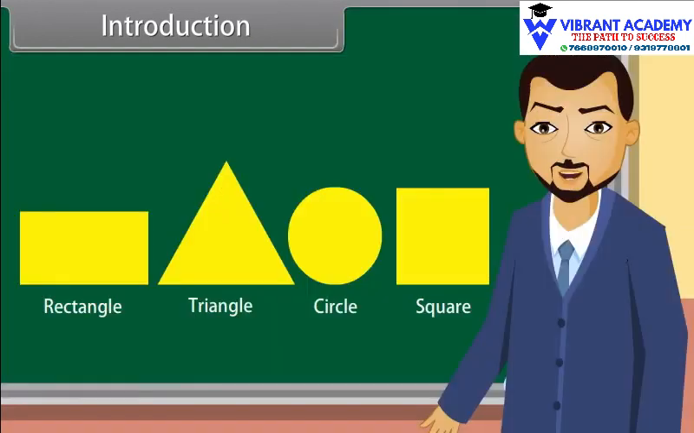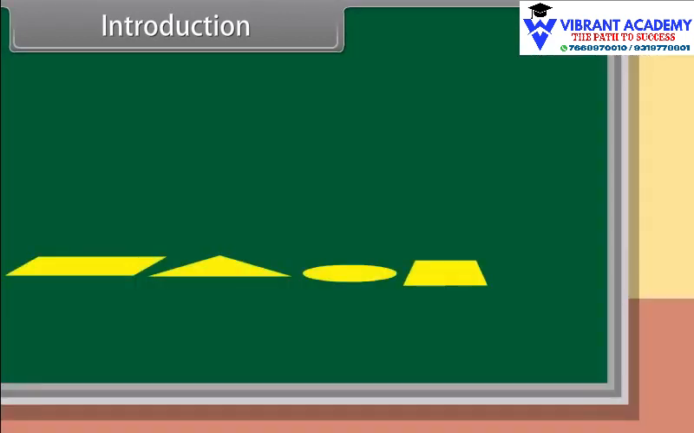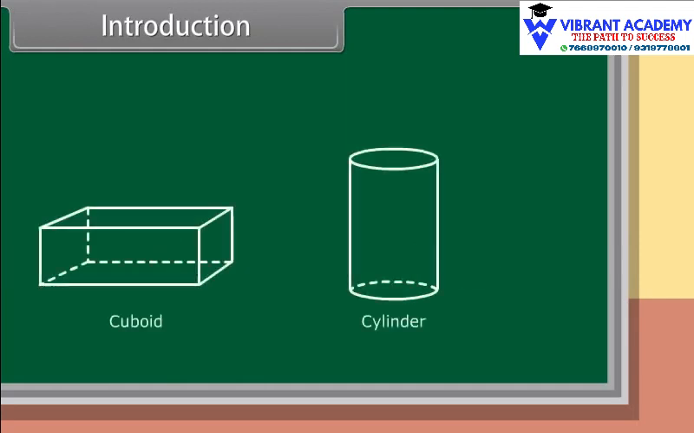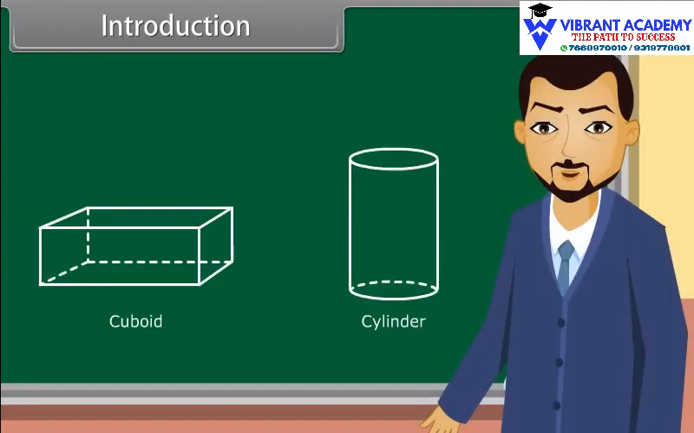You know that all these figures are plane figures. If we cut out these plane figures of the same shape and size from a cardboard sheet and stack them up in a vertical pile, we shall obtain some solid figures such as a cuboid, a cylinder, etc. Today we will learn to find out the surface areas of these solids.